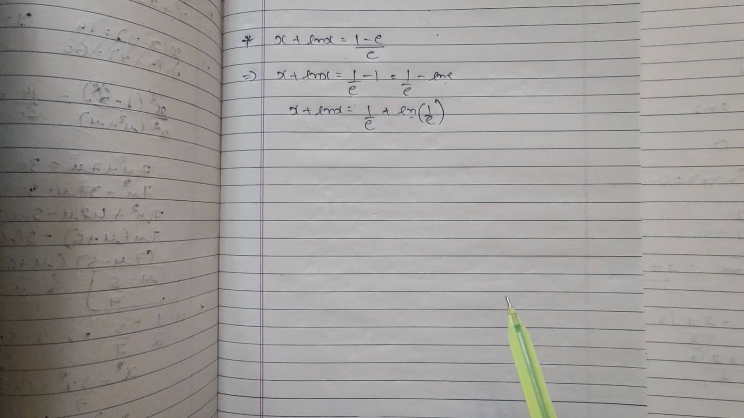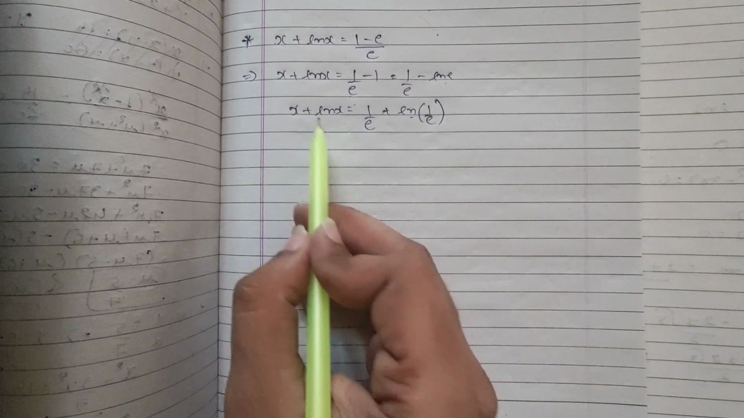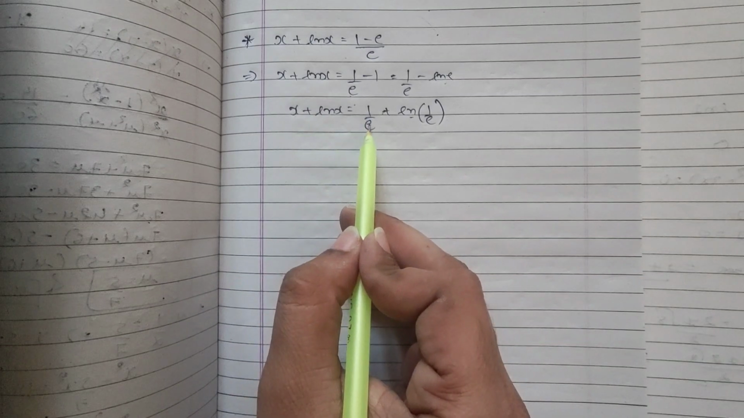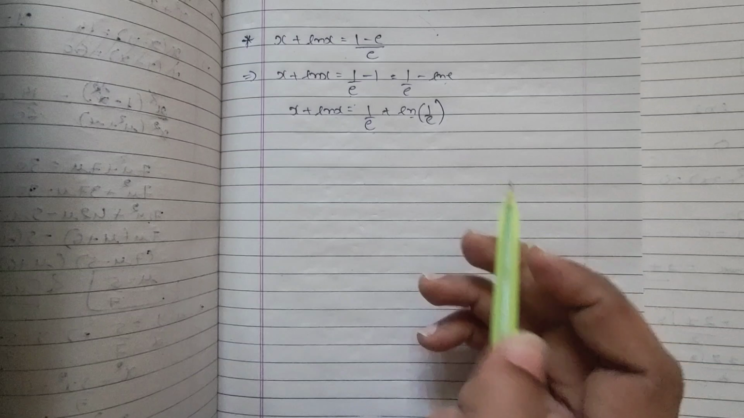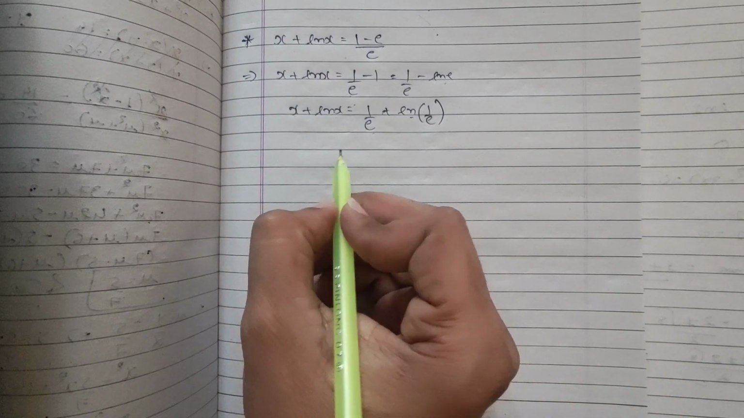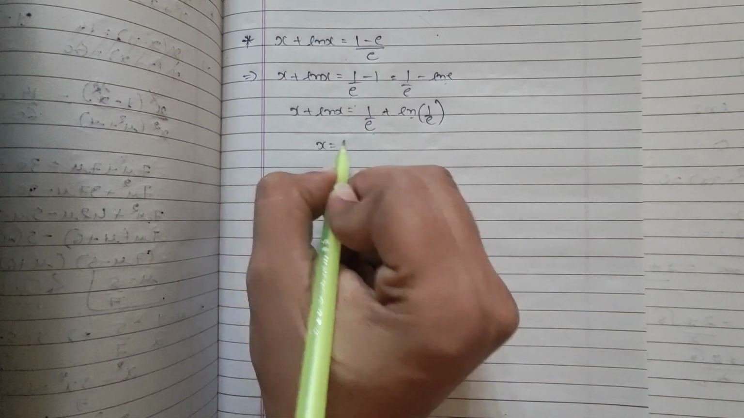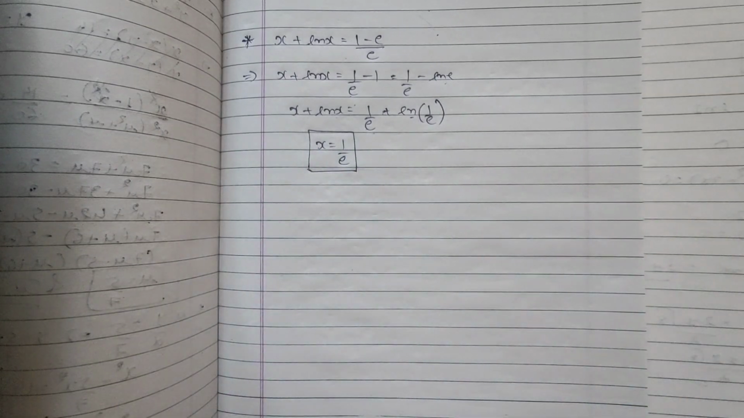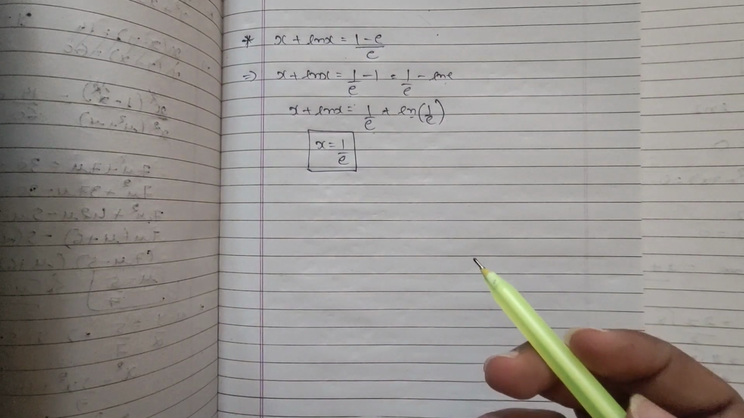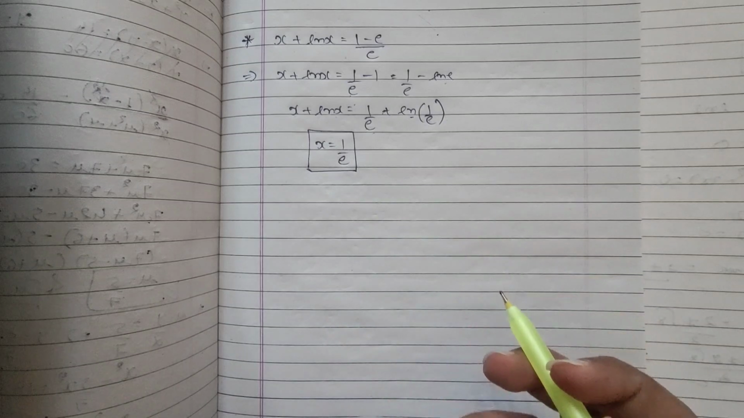Now what do you think? Many people will get the answer from this equation only. Why? Because instead of x on the right hand side I have 1 by e, and instead of ln x, I have ln 1 by e. So I can easily say that our answer will be x equal to 1 by e. But the main question is, is this the only answer? Is this the only answer of this question? That we have to find out, right? If you talk about the shortcut method, x equal to 1 by e is our answer.